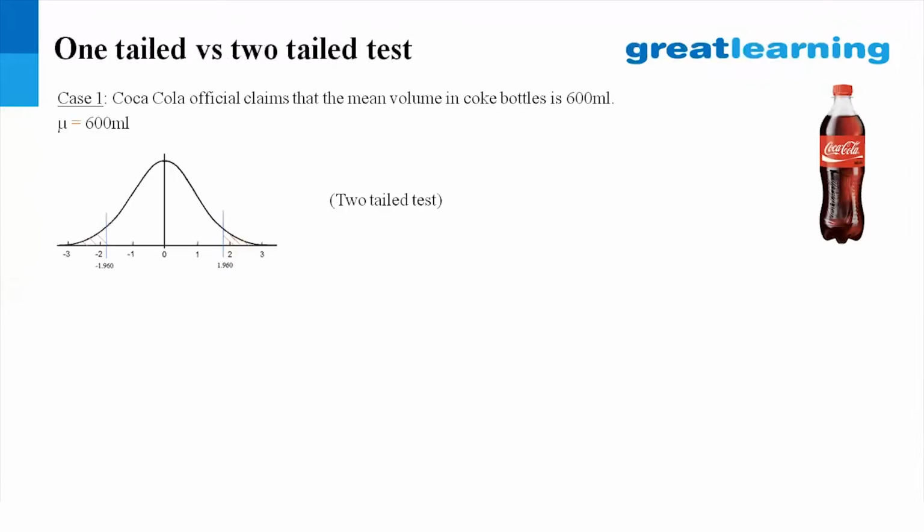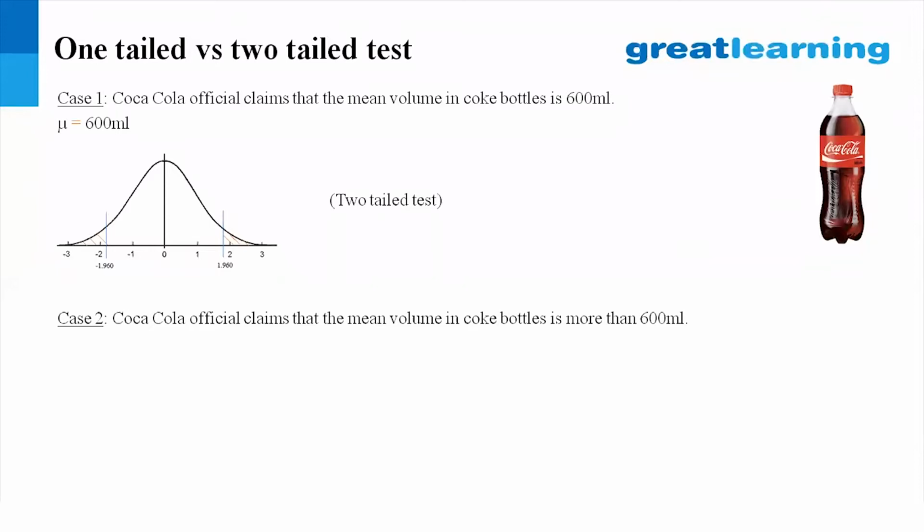Okay, so starting off with the one-tailed versus a two-tailed test. Consider the same case again, wherein the Coca-Cola officials have claimed that the mean volume is 600 ml. Since they've claimed that the mean volume is exactly equal to 600 ml, you have a tolerance level on both the sides. It can be slightly lesser than 600 ml, it can be slightly greater than 600 ml, but you have the tolerance level on both the sides. In this case, it becomes a two-tailed test, and you have critical values on both the sides.